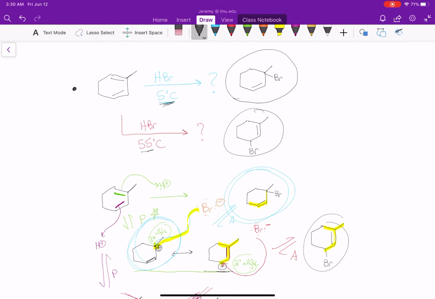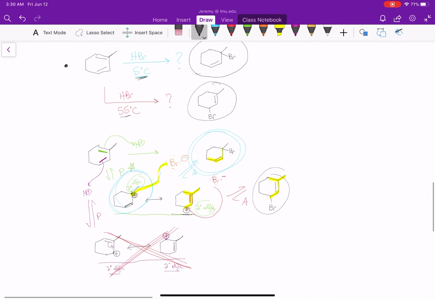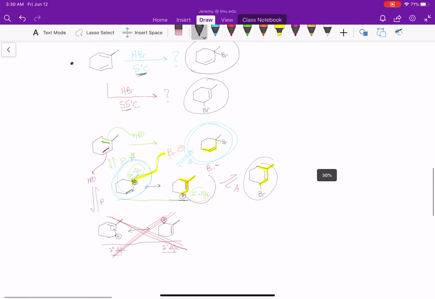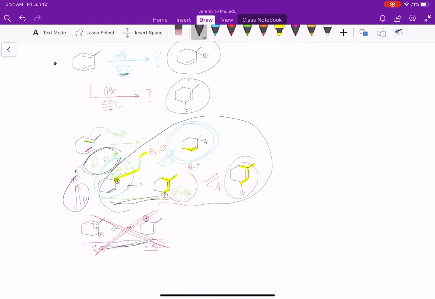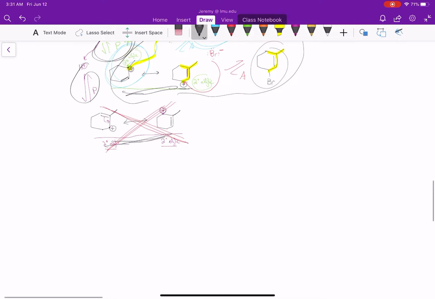So if your alkene is asymmetric, you have to try to protonate one alkene, then the other, then compare which pathway is favored, and then take that pathway to finish the product, okay? To finish the product.